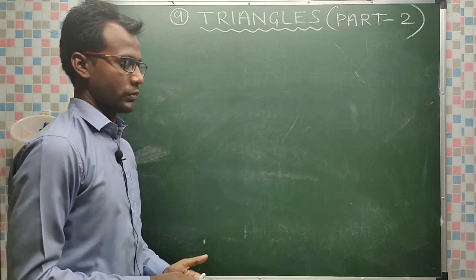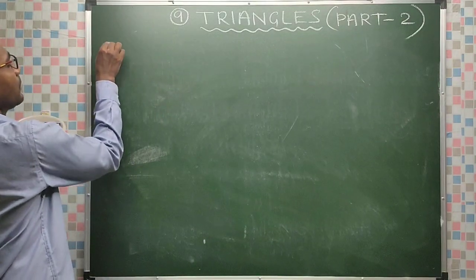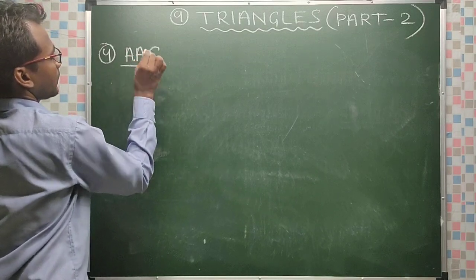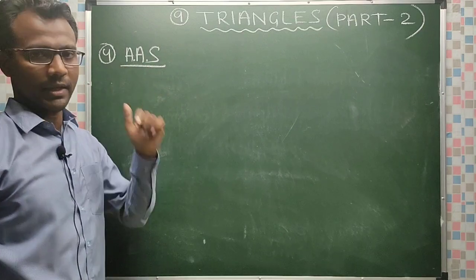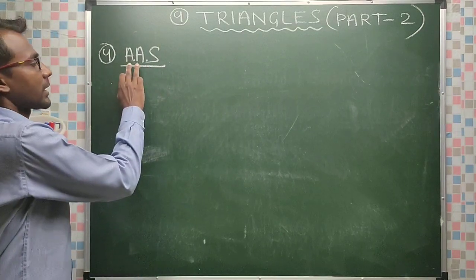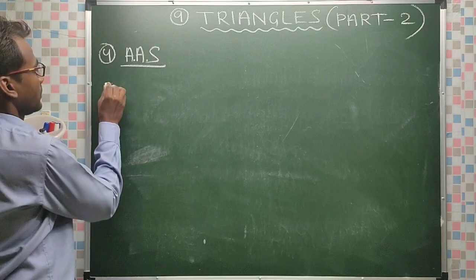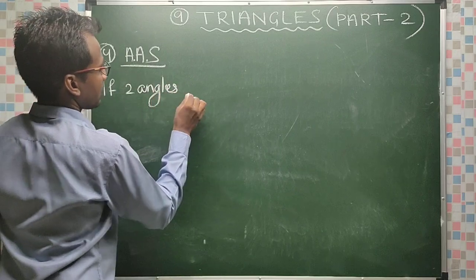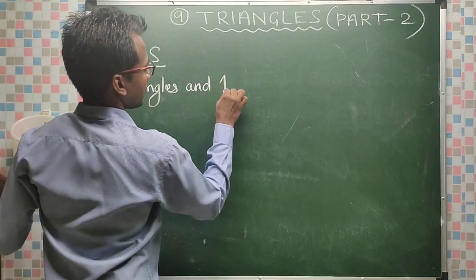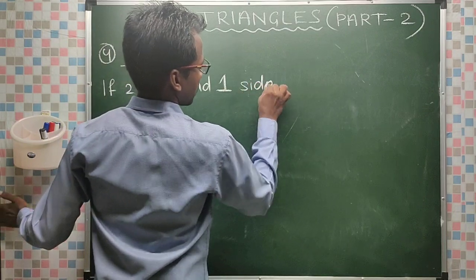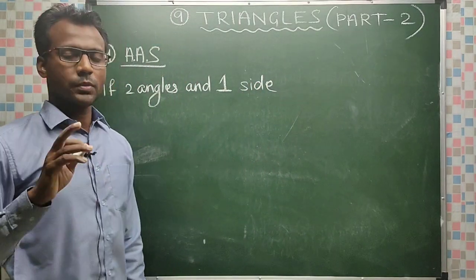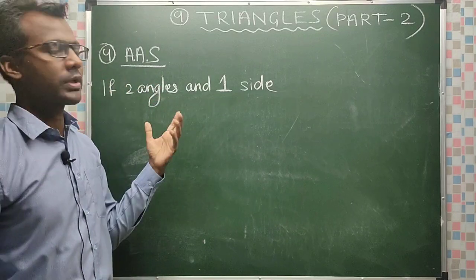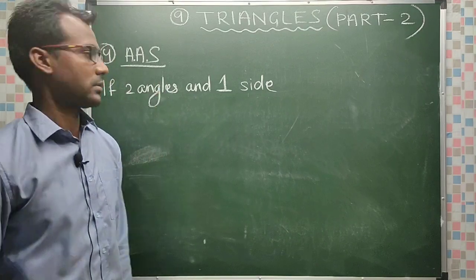Now let us move to the fourth postulate. Okay. The fourth postulate is angle angle side. Okay. Angle angle side means two angles and one side. If two angles and one side. Now do not take the included side. If you take the included side, it will become ASA. Okay, already you have done ASA. So don't take included side. You take any other side.